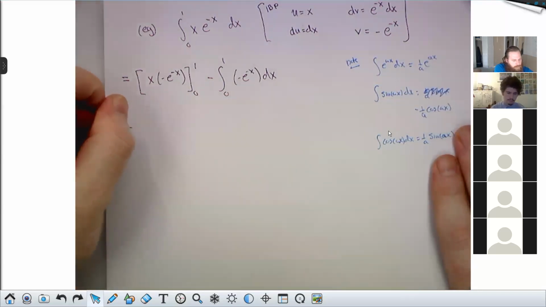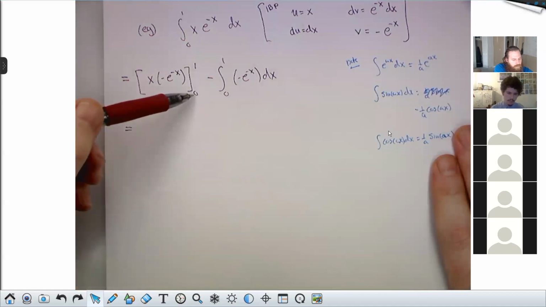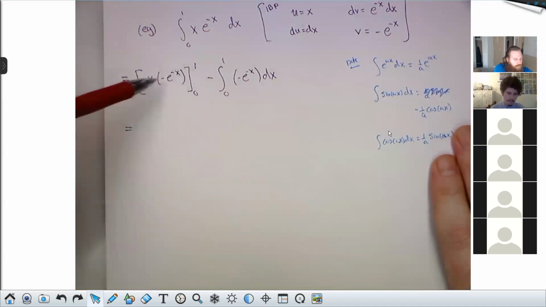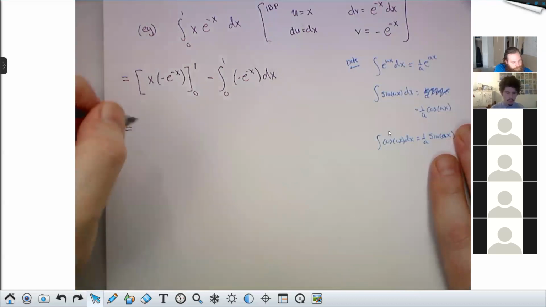Now we can evaluate this first piece. At 0, I get nothing. I'll have 0 times 1, or 0 times negative 1. But at 1, I'll get 1 times negative e to the negative 1.